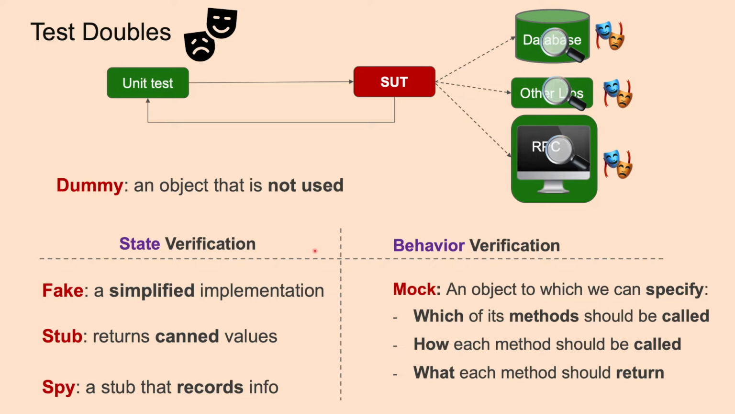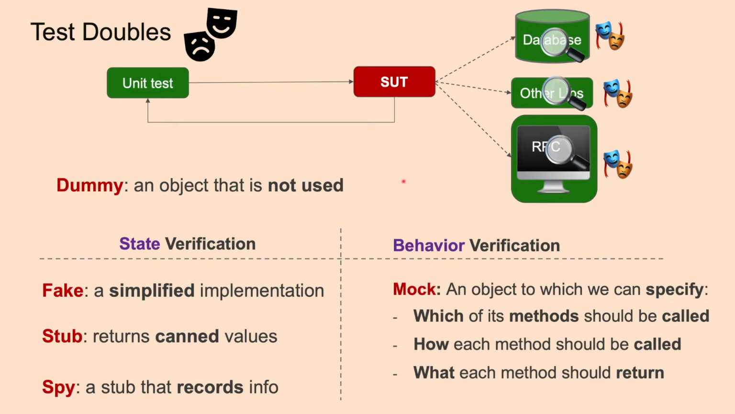Now, in this methodology, state verification, these collaborators can be a fake, which means just a simplified implementation of the real class. For example, I can simplify the implementation of my database. It's still a database, but it's probably more lightweight. Maybe I can run it on my own system, so it doesn't require internet access, and maybe it can just work for limited applications.